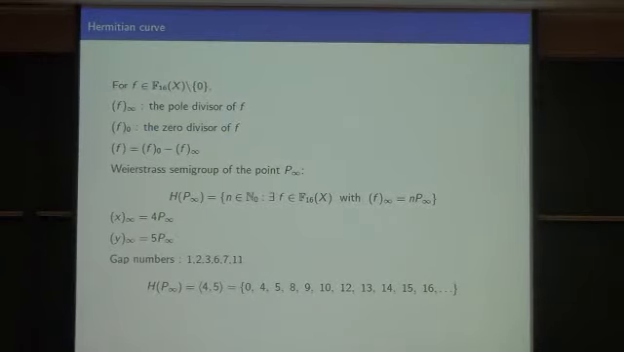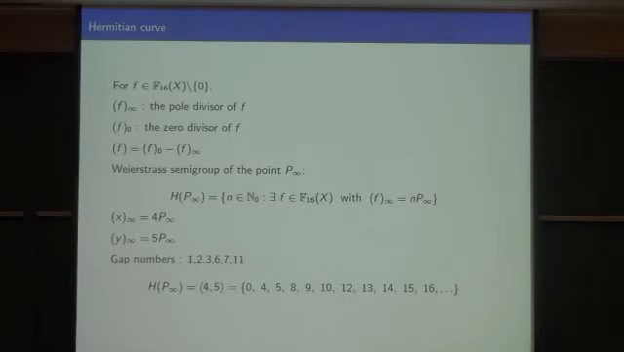So if f is in the function field, you could think of it as evaluating f, where the domain of f is the curve X. So you're evaluating at every point on the curve X. Okay? So f∞ is the pole divisor of f, and f0 is the zero divisor of f, and of course the divisor of f is going to be f0 minus f∞.